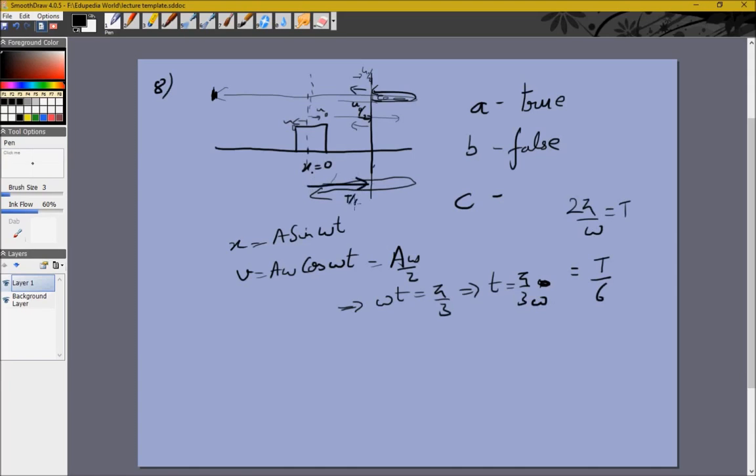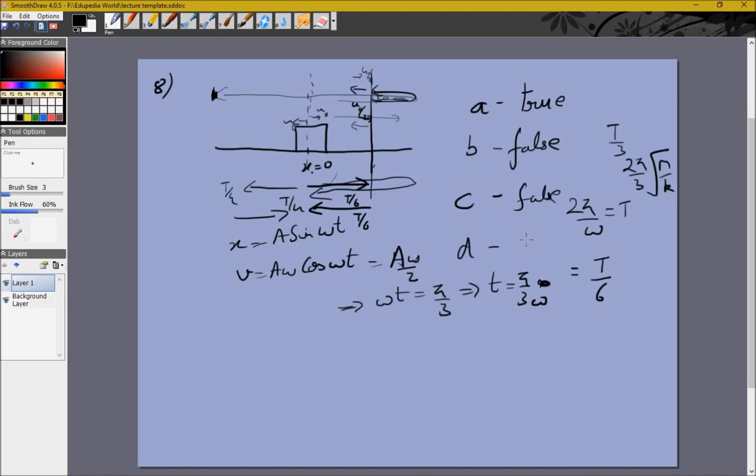Now just let's write that. This is T by 6. Coming back is T by 6. This is T by 4, this is T by 4. If it were T by 4, then all 4 would total T, but it's smaller than that. So when does the maximum compression occur? It occurs at 2T by 6, that is at time T by 3. T by 3 is not 4 pi by 3 root m by k. T is 2 pi by omega, so T by 3 is 2 pi by 3 root m by k, which is not 4 pi by 3 root m by k. So C is false.